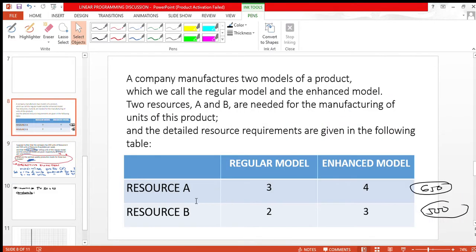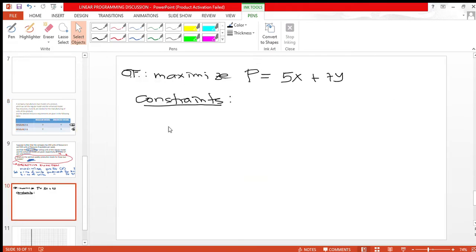Of course, for resource A, 3 units will go to the regular model, 4 units will go to the enhanced model. Which means one constraint that we can have there will be 3 times x, the number of regular models that we produce, plus 4 times the number of units we produce for the enhanced model, and there are 650 units available per week. That's the maximum, so it should be less than or equal because 650 is the maximum.